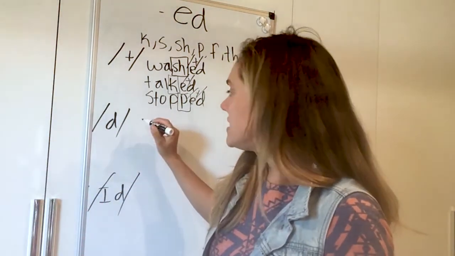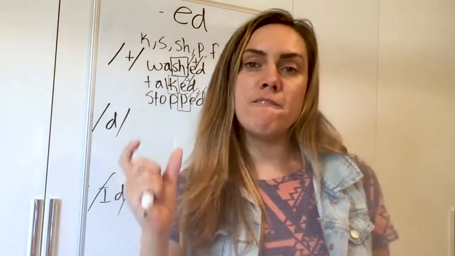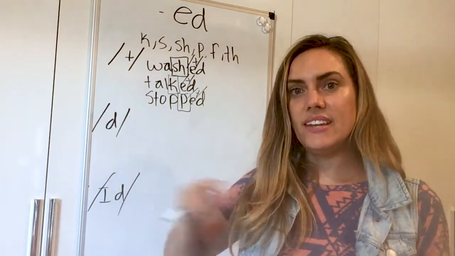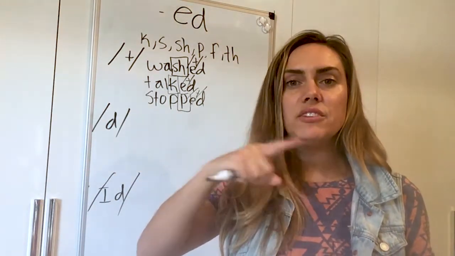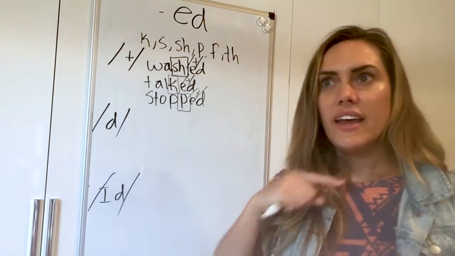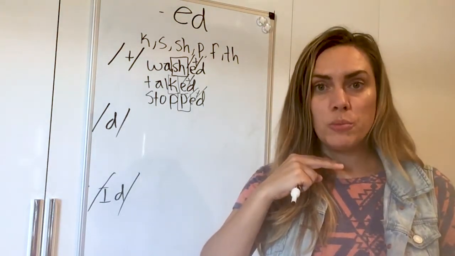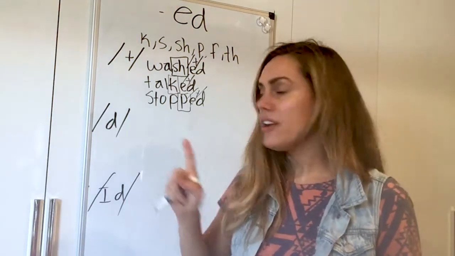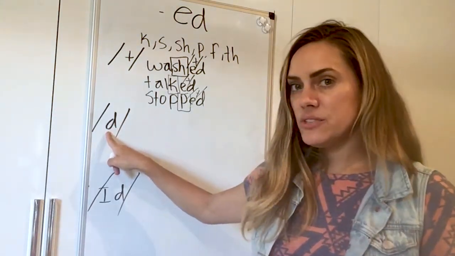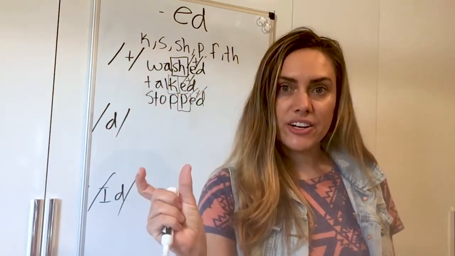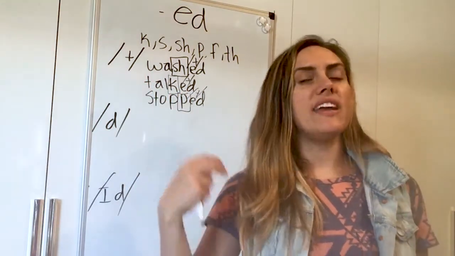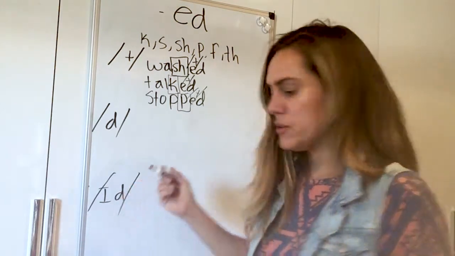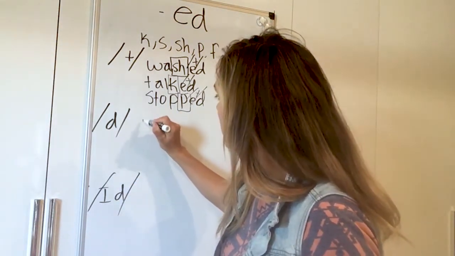Okay, another -ed ending is d, okay? So sounds that are voiced are going to go with this ending. This ending, the letter D, if you put your finger here and go d, d, d, you will feel the vibration. You'll feel the movement, okay? That means there is a voice coming out, not just air. So we need to use this sound when a word ends with a sound that is also voiced.